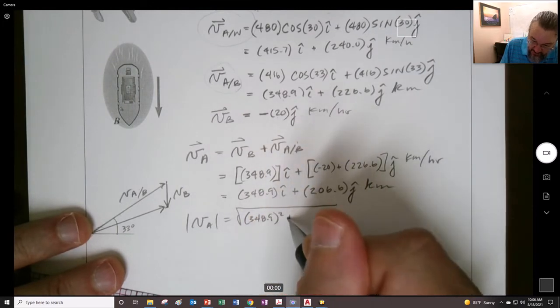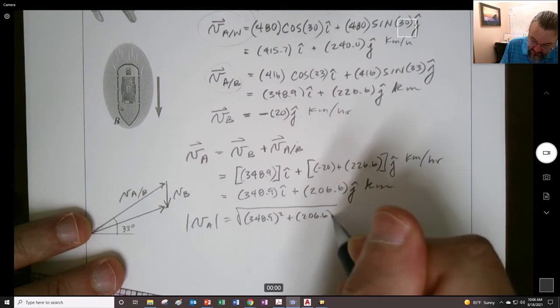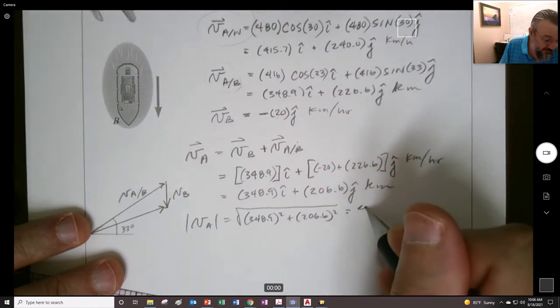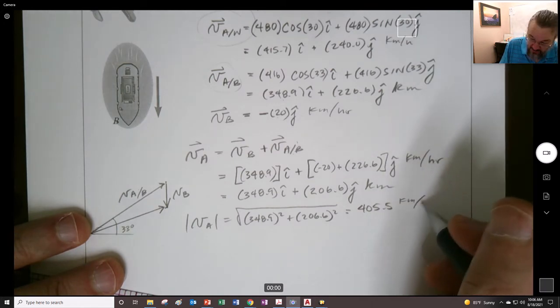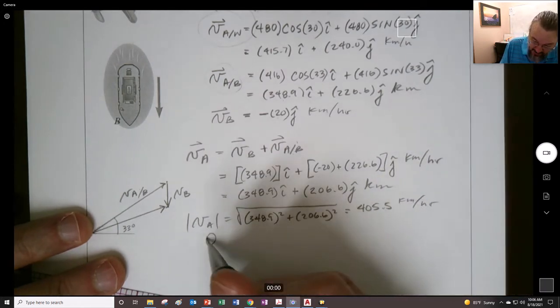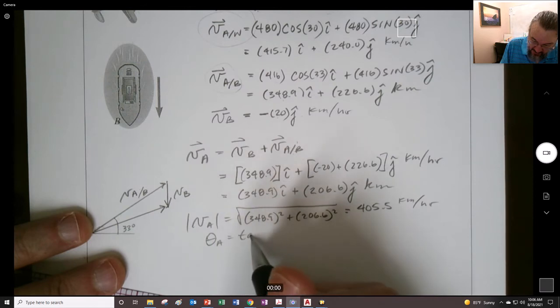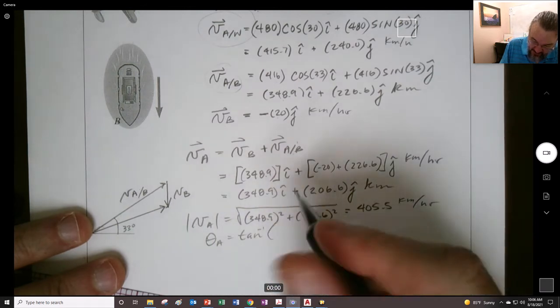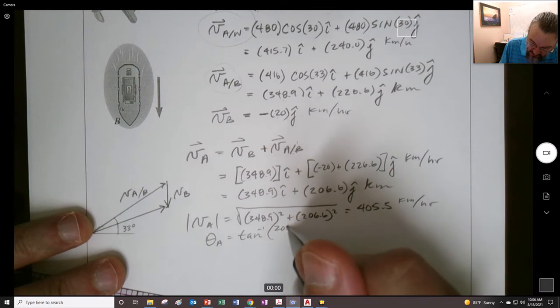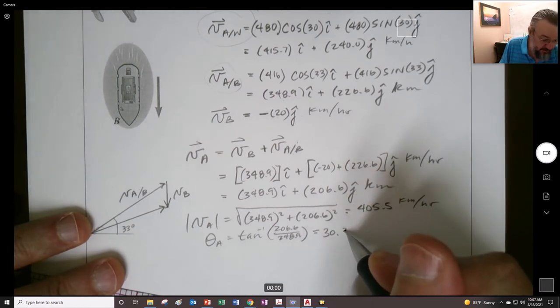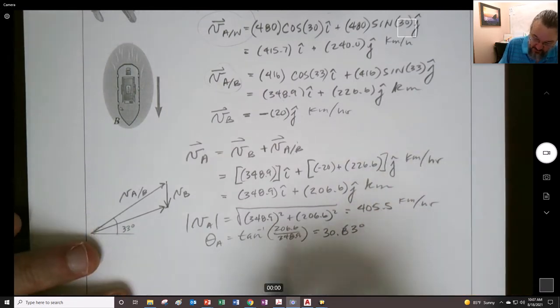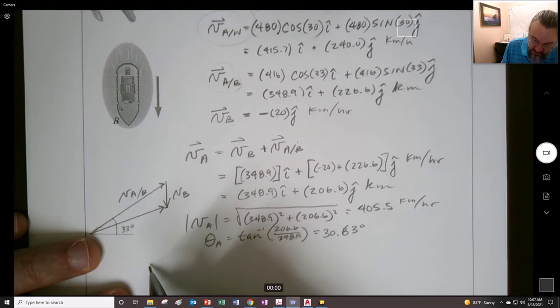348.9 squared plus 206.6 squared, and we end up with 405.5 kilometers per hour. And the angle, I'll say it's the angle of A, is the inverse tangent of rise over run, 206.6 divided by 348.9, and we get 30.63 degrees, right? So the answer to that would be part A, right?